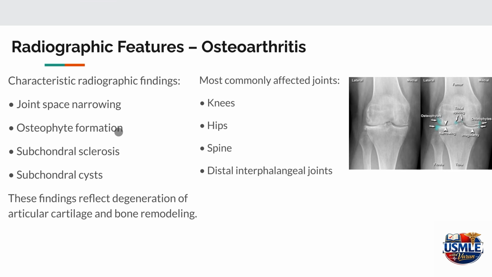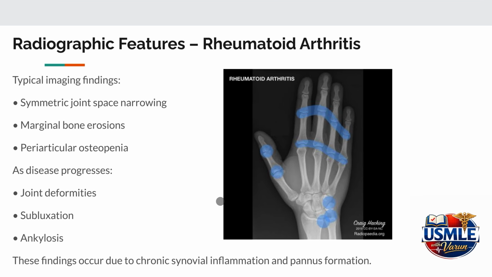Radiographic imaging provides important clues for diagnosing osteoarthritis. Typical findings include joint space narrowing, which occurs because the cartilage is lost. Another feature is osteophyte formation, which refers to bony outgrowths of the edges of joints. Additional findings include subchondral sclerosis, reflecting remodeling of bone beneath the cartilage. These changes most commonly occur in the knees, hips, spine, and distal interphalangeal joints.